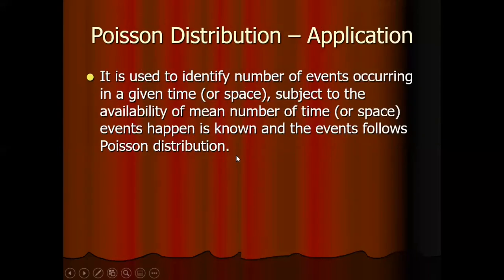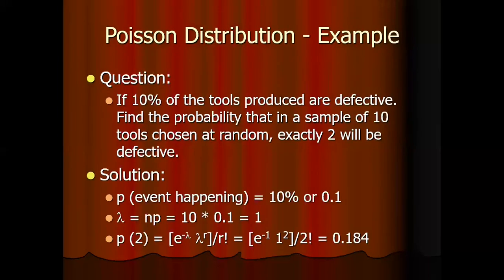What is the application? It is used to identify number of events occurring in a given time or a space, subject to the availability of mean number of events and the assumption that events follow Poisson distribution. So this is the application of Poisson distribution.